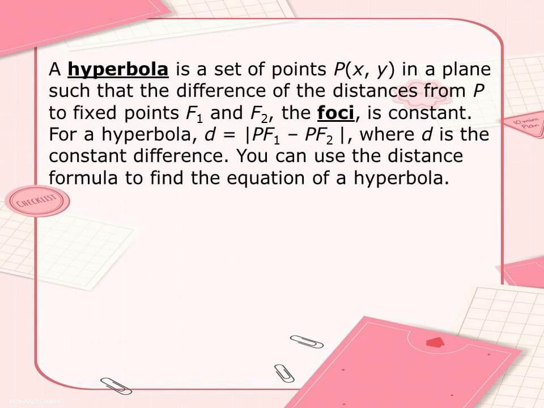A hyperbola is a set of points P(x, y) in the plane such that the difference of the distances from P to two fixed points F1 and F2, or foci, is a constant. For a hyperbola, d is equal to the absolute value of PF1 minus PF2, where d is the constant difference. You can use the distance formula to derive the equation of the hyperbola.